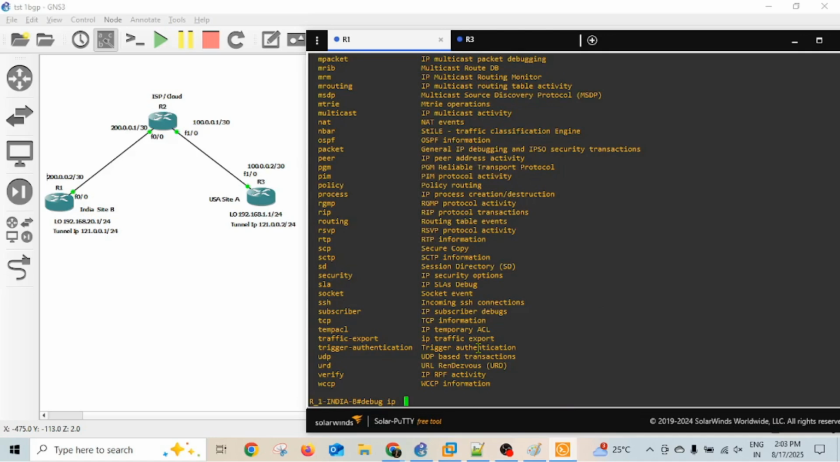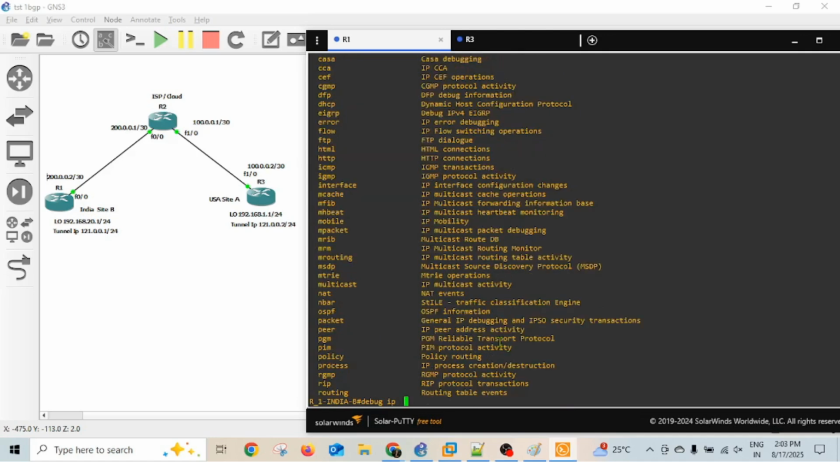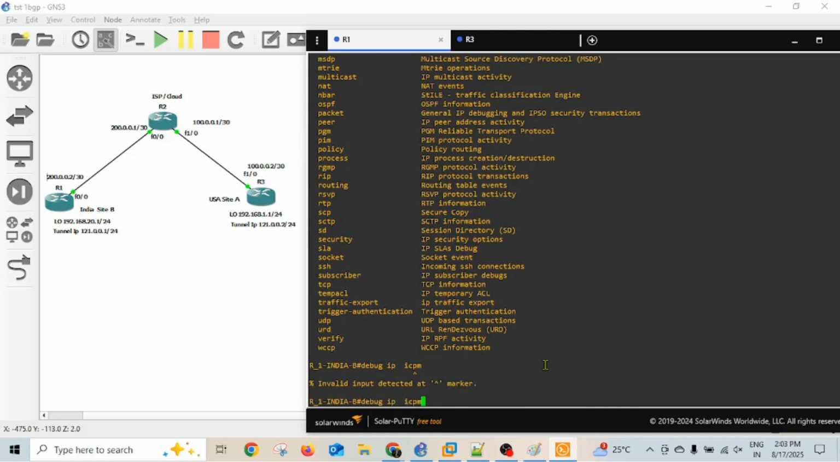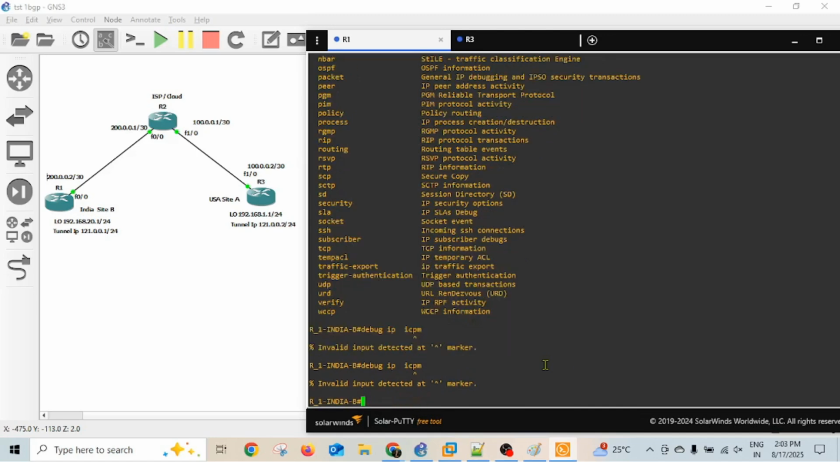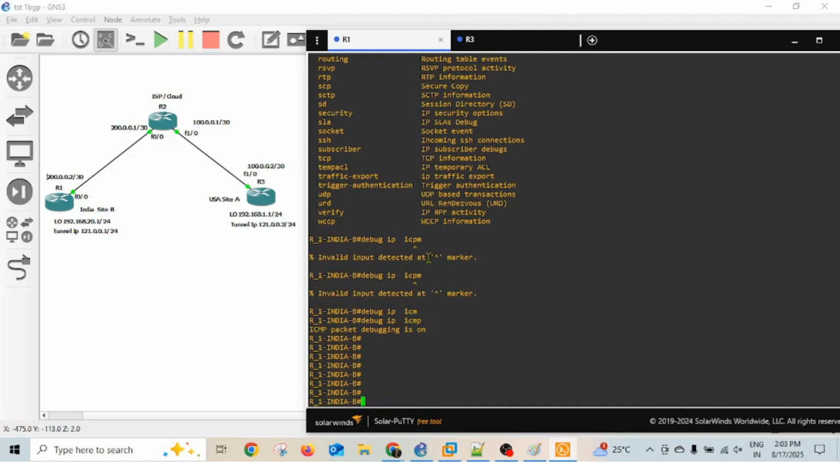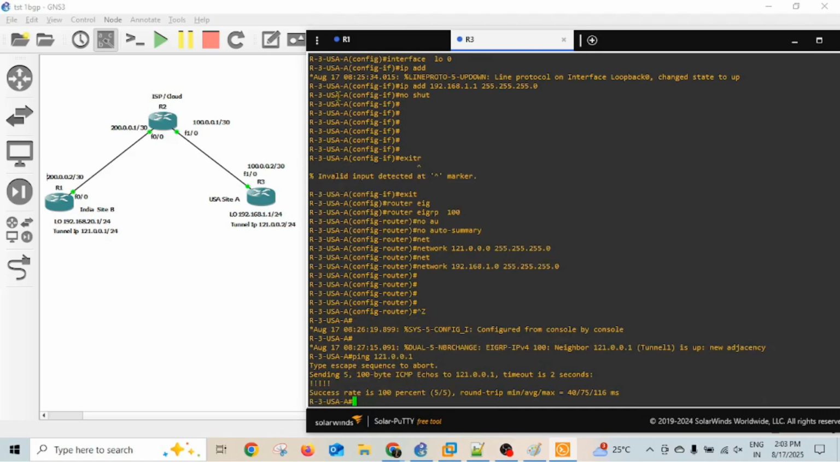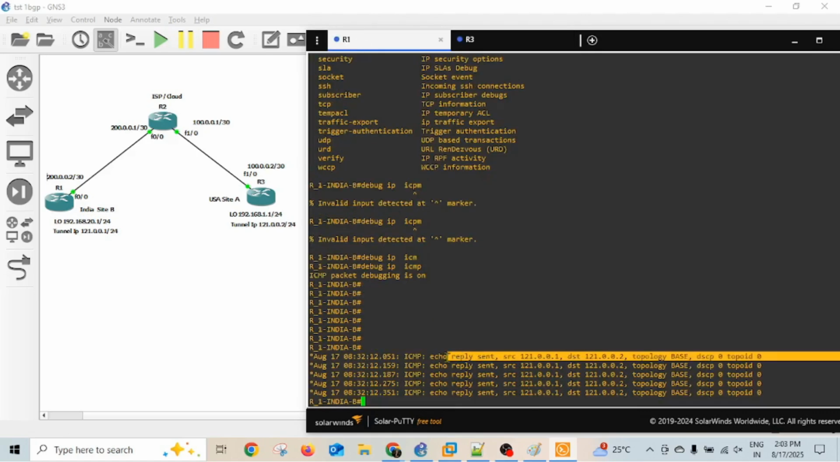We have debug IP ICMP. So if we talk about here, we can say ping. So you can see the echo reply. You can also enable the debugging. So source and destination, everything. There is a send and it will be a reply. Okay.